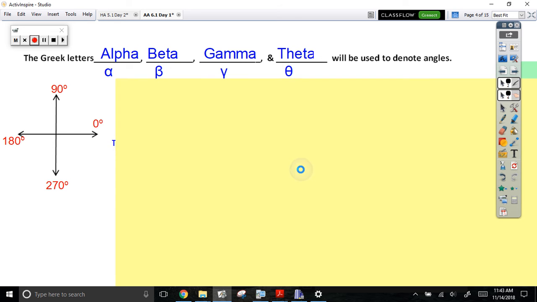All right, so the first one we'll just label in degrees. 0 degrees, 90 degrees, 180, and 270. And if you go one full circle, it would be how many? 360.